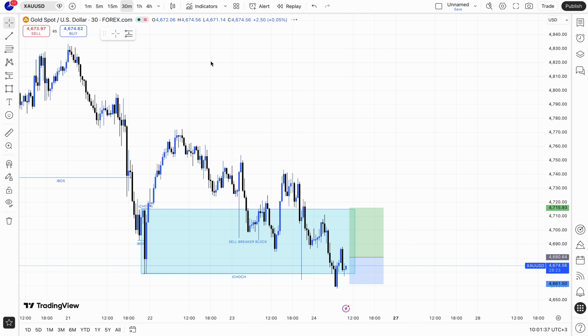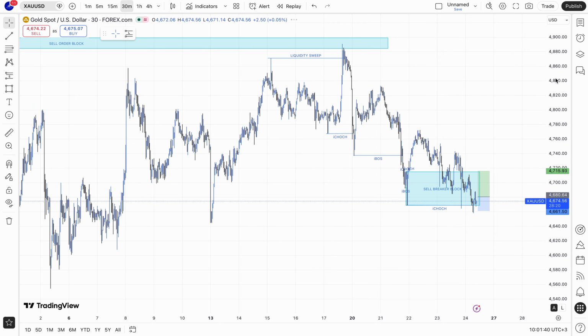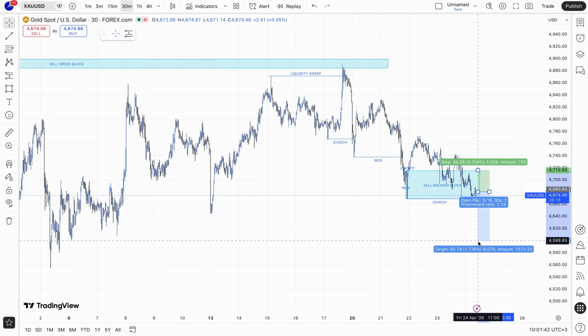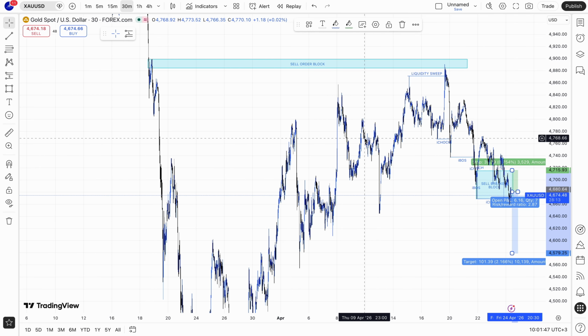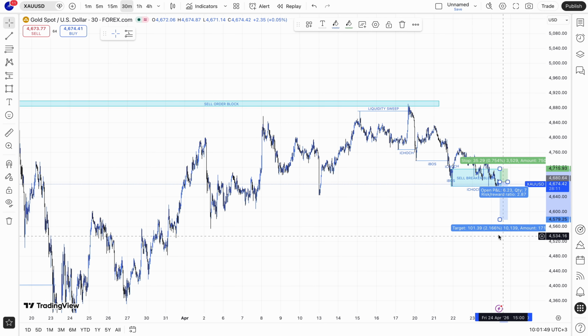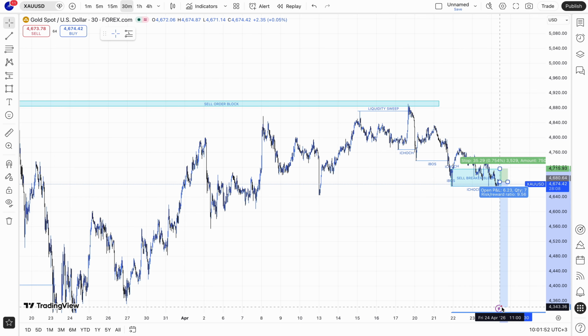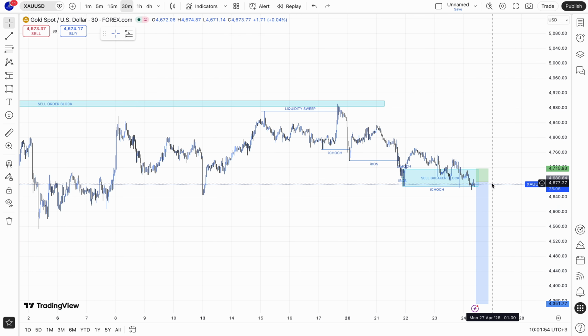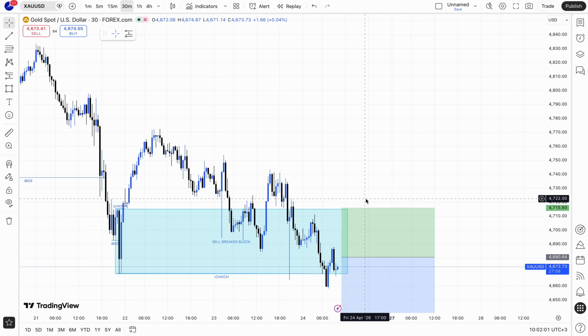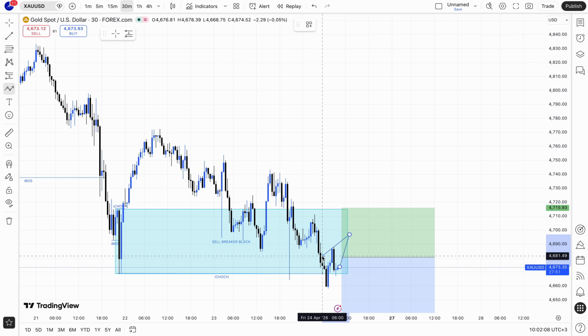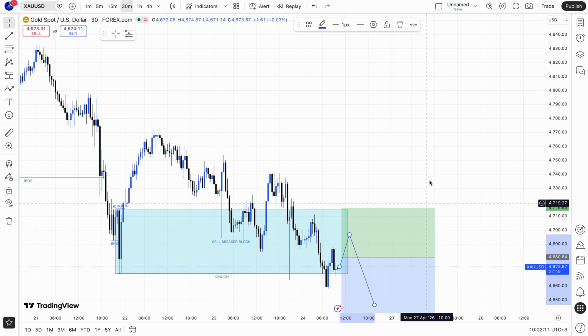Then our take profit is going to be here, 1 to 9 risk to reward. That's our plan, guys, and I'm just waiting for price to pull back to fill this inverted fair value gap, take out this liquidity, and then continue to the downside.